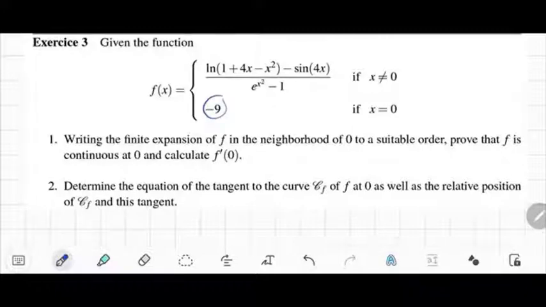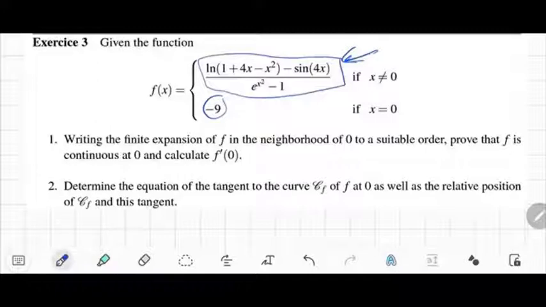So the question is, writing the finite expansion of f in the neighborhood of 0 to a suitable order that we should guess, prove that f is continuous at 0 and calculate f prime of 0. So f is continuous at 0, then f is an extension by continuity of this function, because this expression in here is not defined at 0. So we add a point −9 at 0 to define the extension by continuity of this expression in here.